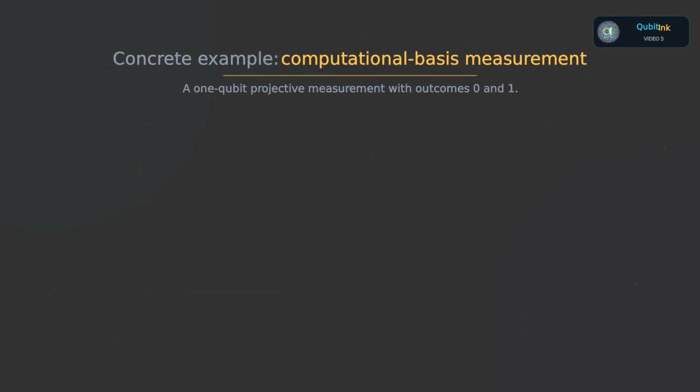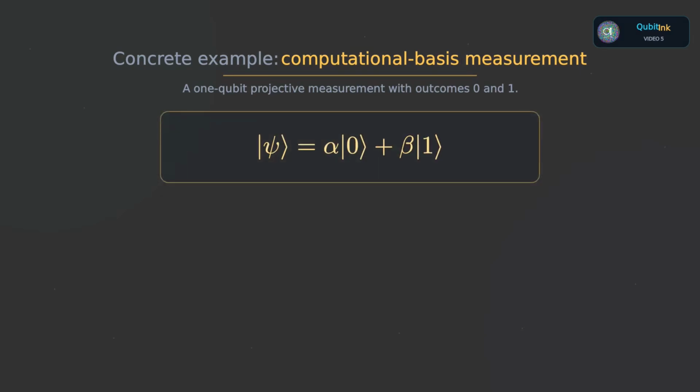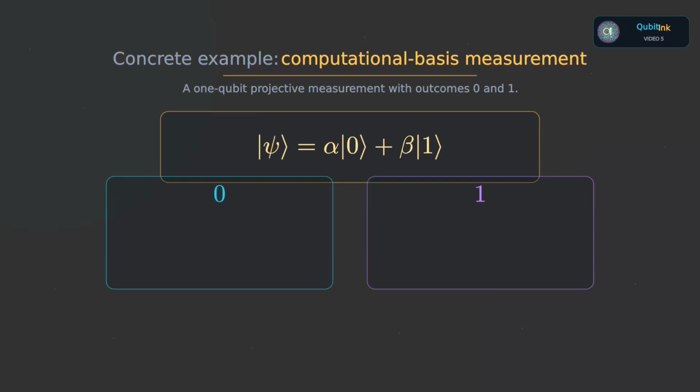in the computational basis. Suppose the qubit is in a general superposition of the 0 and 1 basis states, with amplitudes alpha and beta. For this measurement there are two possible outcomes, 0 and 1. The measurement operator associated with outcome 0 is the projector onto the 0 basis state. The operator associated with outcome 1 is the projector onto the 1 basis state. These two projectors add to the identity, so together they form a complete computational basis measurement.